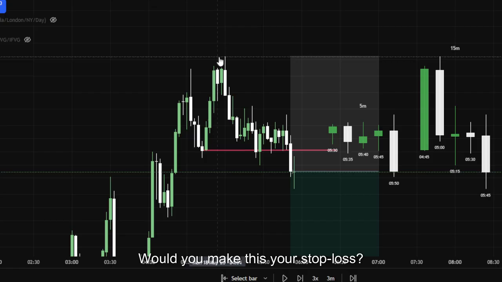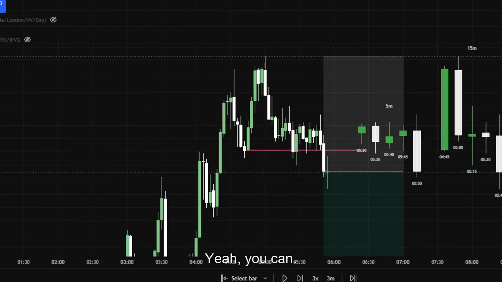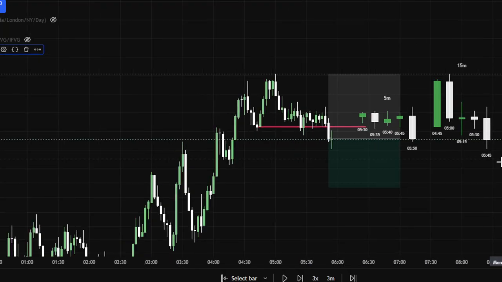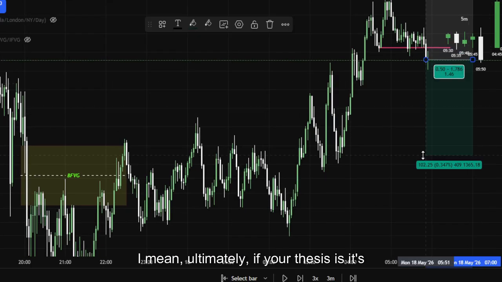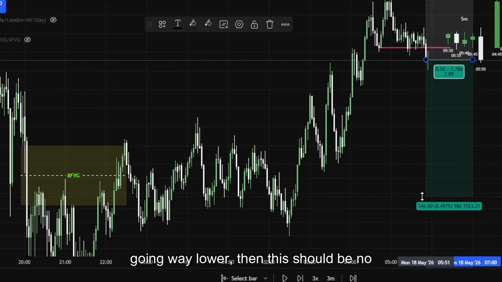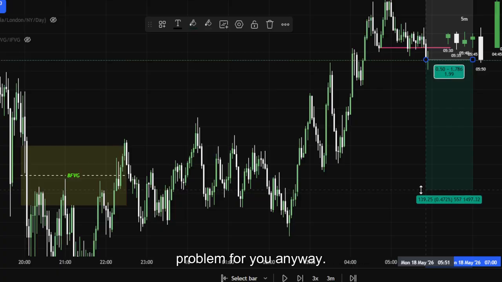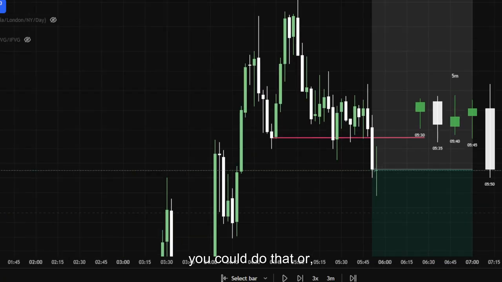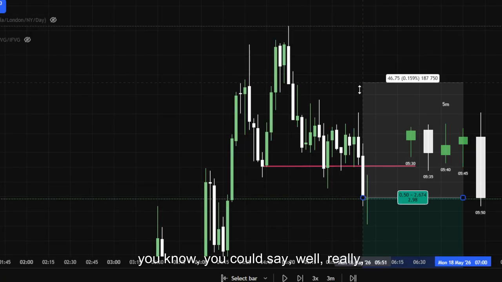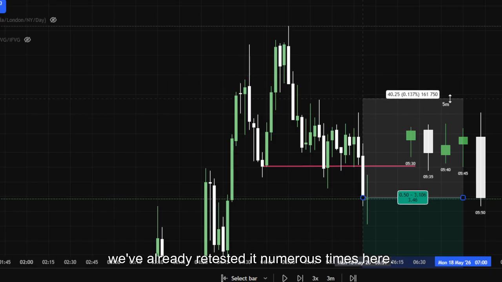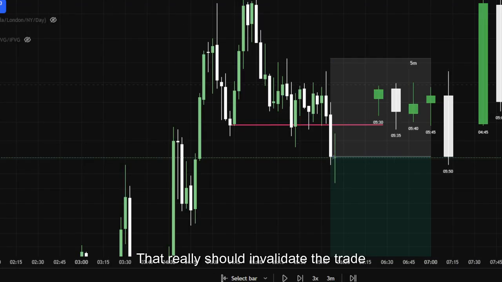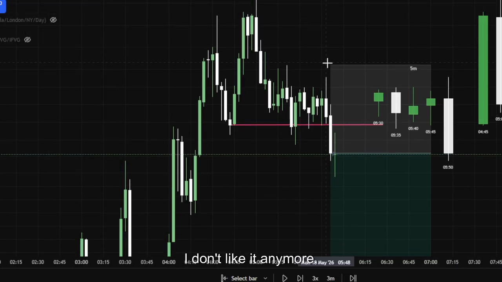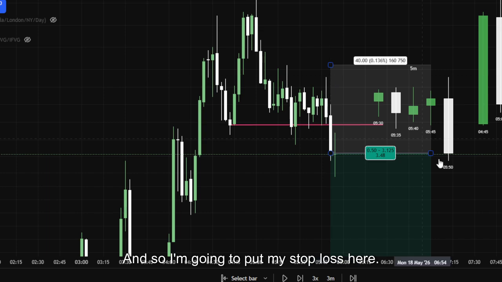Would you make this your stop loss? You can. It's a big stop loss, as you can see. Let's see where 2R would land. Ultimately, if your thesis is it's going way lower, then this should be no problem for you anyway. Or you could say, well, we've already retested it numerous times here. If we're going to go back and break this, that really should invalidate the trade anyways. I don't like it anymore, and so I'm going to put my stop loss here.